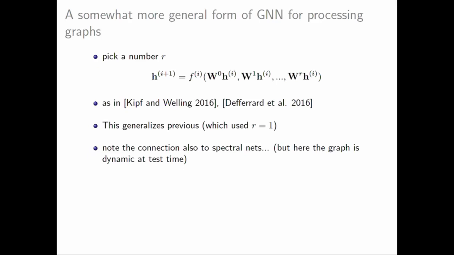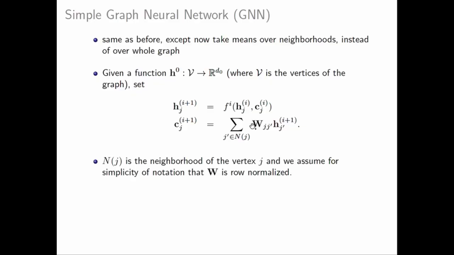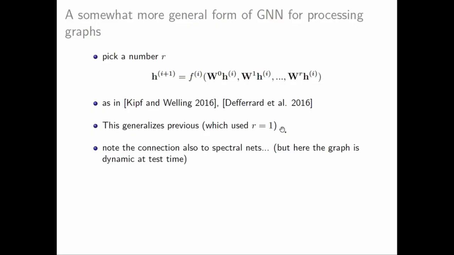So it turns out that if instead of just having f of W times h here, you have f of W times h, and then, so this was just h, so W to the 0 power of h is just h. And then you have W1, well, this is the thing we had before. And then you can put higher powers in too, you recover something that looks very much like the spectral construction that we had before. In fact, it's exactly the same thing as the spectral construction that we had before. It's just you've built it on the space side.